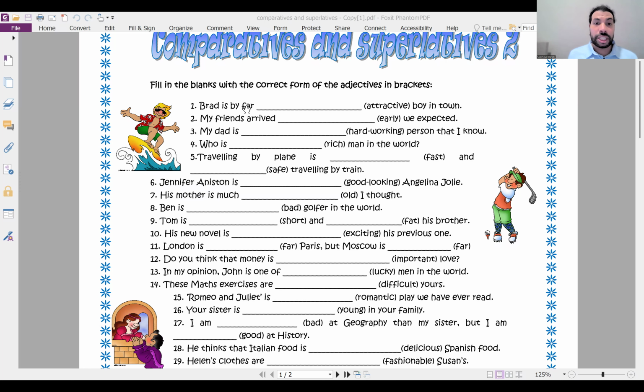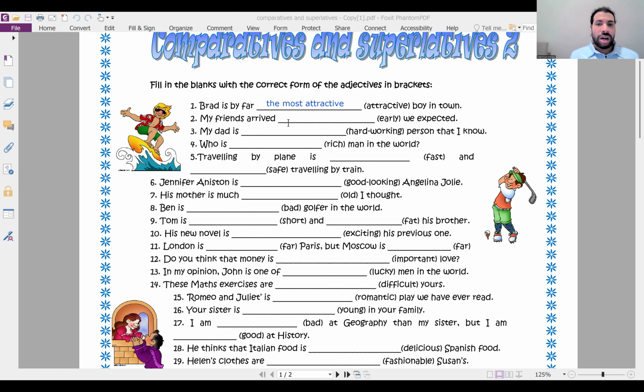Okay, Red is by far the attractive boy in town. Attractive, is it a short adjective? Is it one syllable? Of course, no, it's a long adjective. Okay, so I'm comparing between one and a group. Yeah, that's correct. One and a group. So it will be, yeah, great job, the most attractive.